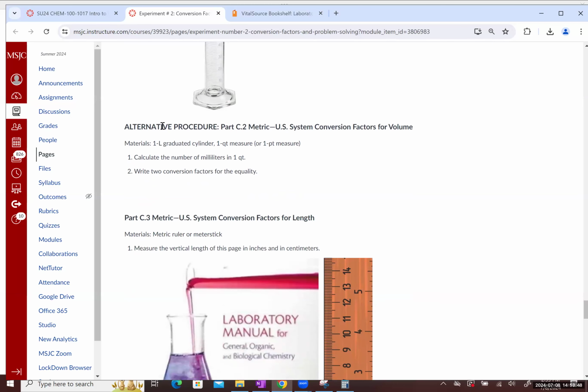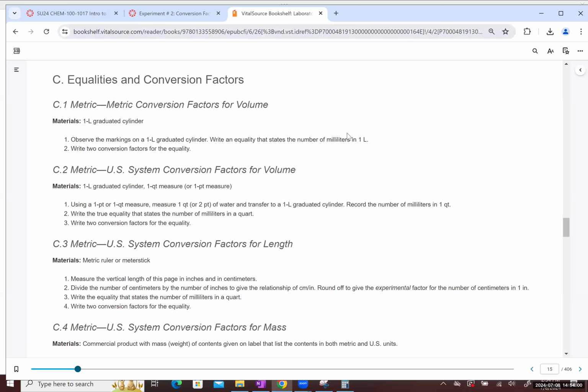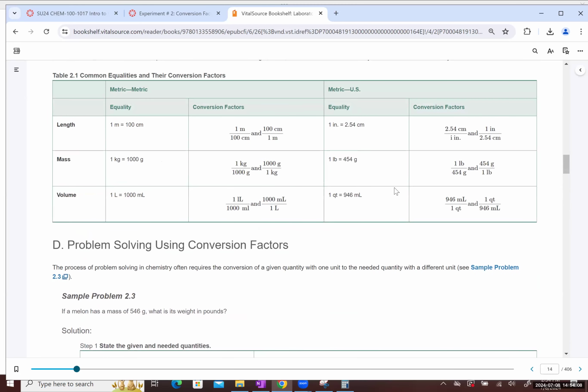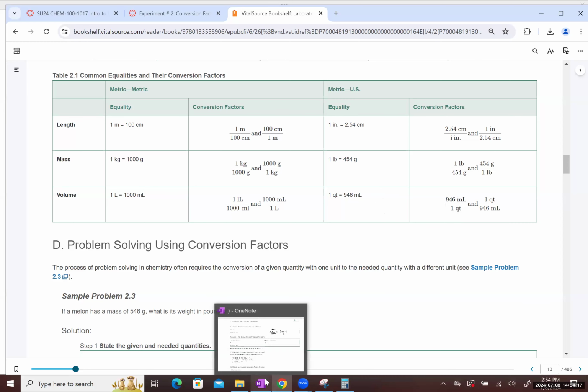In this case, we have an alternative procedure. We're asked to find out the number of milliliters in 1 quart and write the 2 conversion factors for that equality. Okay, so where can we find these conversion factors? You can check the notes, or we can check the lab manual. And in this case, the conversion factor is 1 quart is 946 milliliters.